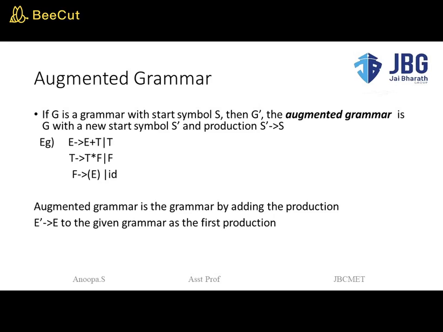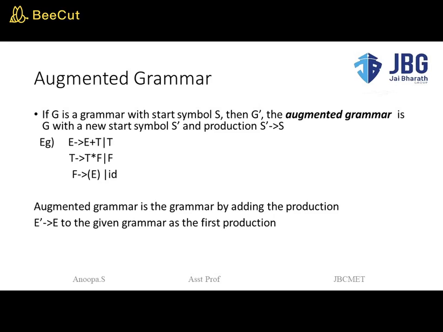What is the relevance of that dot? The dot represents how much of a production we have seen at a given point in the parsing process. If it is A giving dot XYZ, it means we have not passed through any of the symbols XYZ. If it is A giving X dot YZ, then it means we have passed X and YZ is remaining. So that is the relevance of an item.